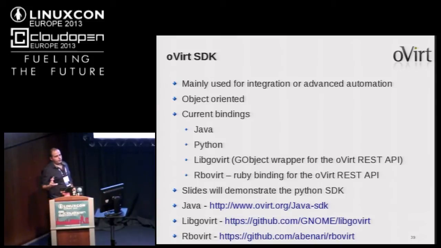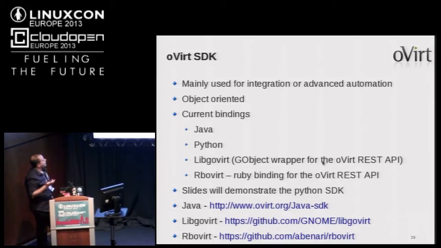There are a few other projects that created different bindings or different wrappers for the REST API. One of them is a GObject wrapper, libgovirt, and the other one is rbovirt, which created a Ruby binding. I know that rbovirt is not a complete binding for the API. I'm not sure about libgovirt. I have the links in here. You can browse and have a look if it's interesting for you in your environment.